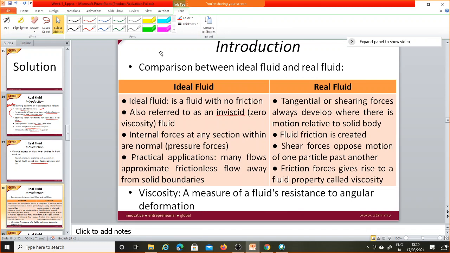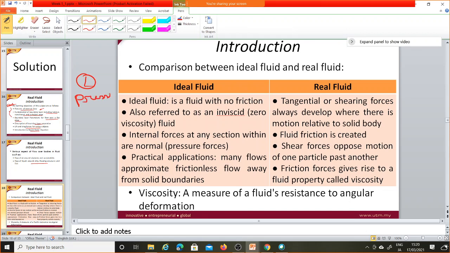Okay. So normally, when you immerse a solid body inside a fluid, we will have two different types of force. One is pressure force, remember. Another one is shear force.